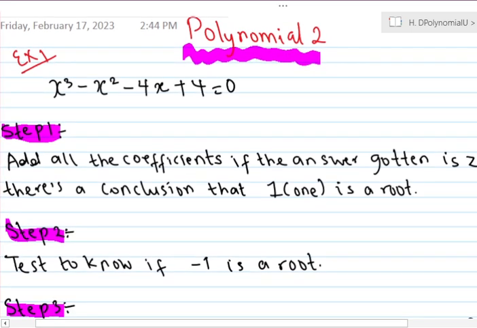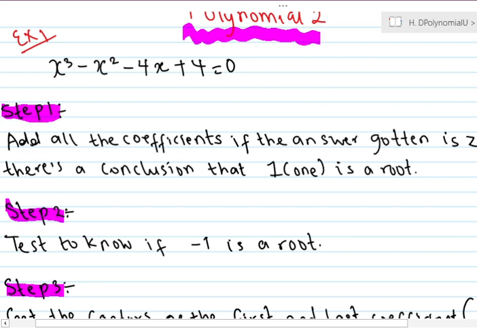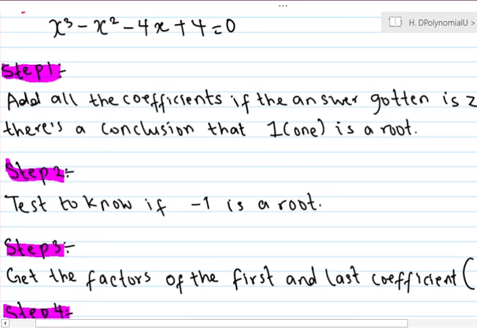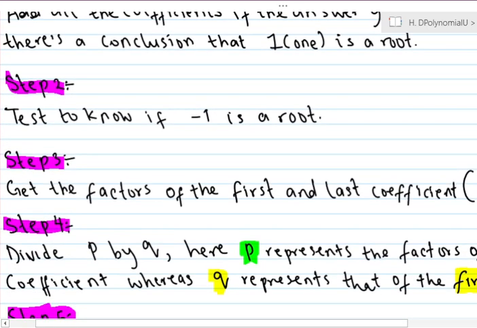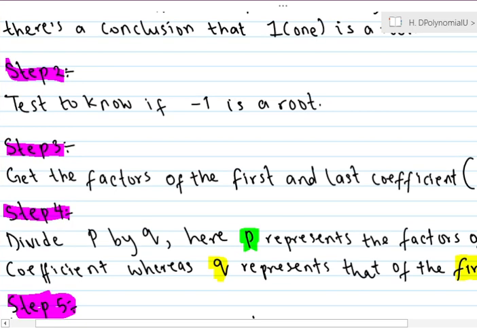Step 1. Add all the coefficients. If the answer gotten is 0, then there is a conclusion that 1 is a root. If you have all the coefficients in that factor and you add all of them and you get 0, well, you have 1 as a root. Then we have to test to know if minus 1 is a root. You have to get the factors of the first and last coefficients. And in our given equation, we have 1 and 4 as our first and last.